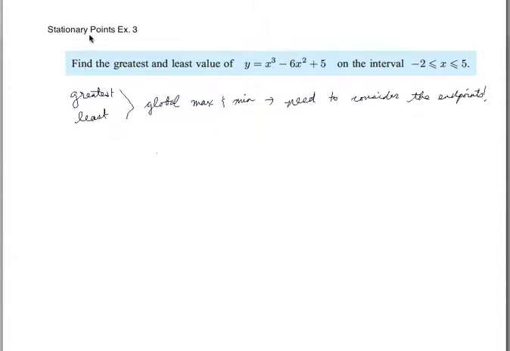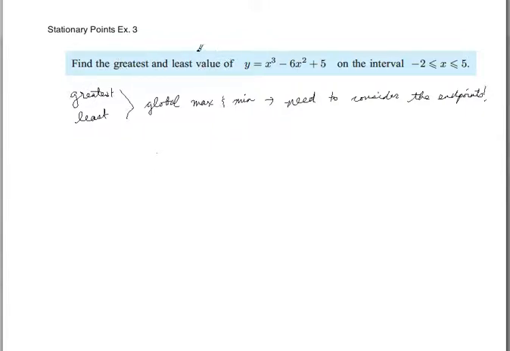All right, stationary points example 3. Find the greatest and the least value of y equals x cubed minus 6x squared plus 5 on the interval x is between negative 2 and 5, including both endpoints. Okay, so let's see, what does this mean? Find the greatest and the least value?